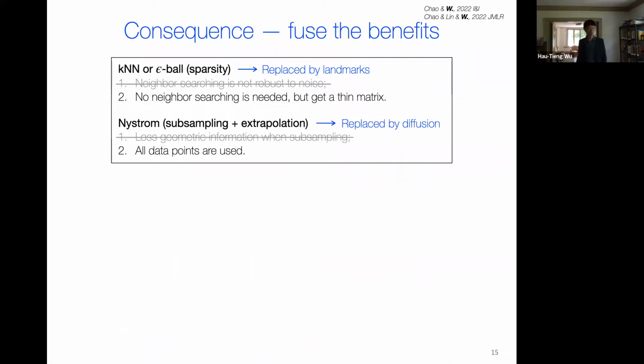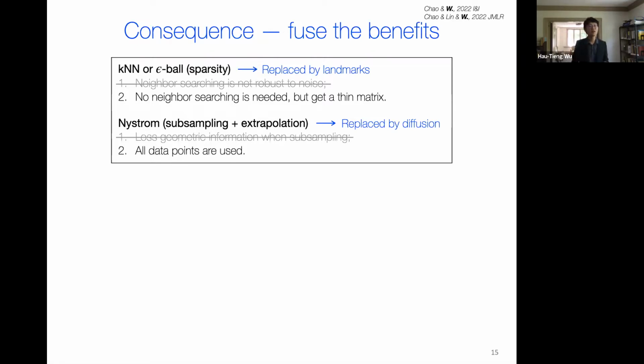So what is the consequence? The consequence is fusing the benefits of KNN, the sparsity approach, and Nystrom, the subsampling approach. First, you do not need to find neighbors. Instead, you find landmarks, and landmarks is just something you choose, right? You don't need to search neighbors. You just search landmarks, and landmarks is something you can determine uniformly from the data or by your design.